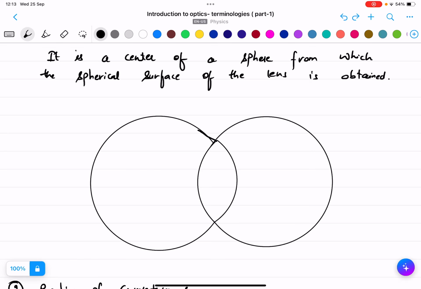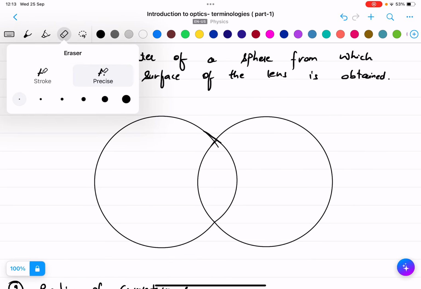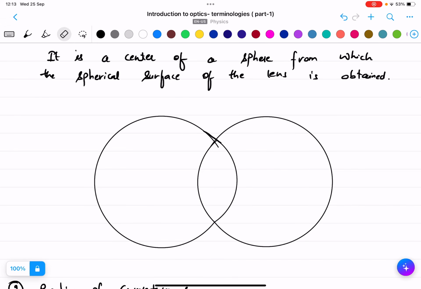Okay, wait, let me draw it once again because I need to copy paste this. I'm very bad at drawing. I think it will come out better. Yes, this is a bit better. So basically these two spheres, these are parts of a sphere. So what will be the center of curvature? I'll show you now. Let me make it dotted.